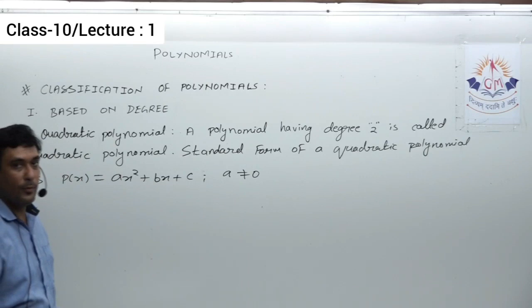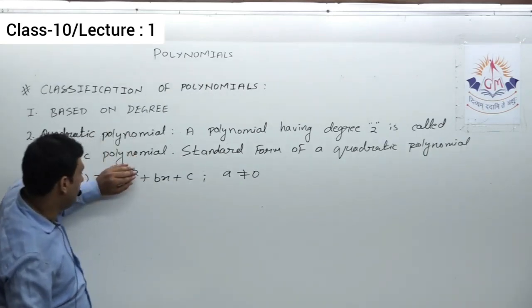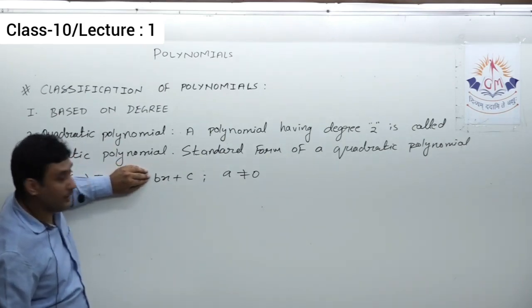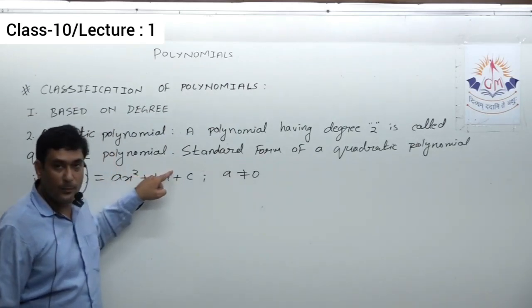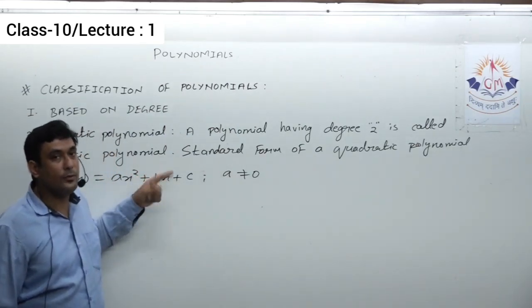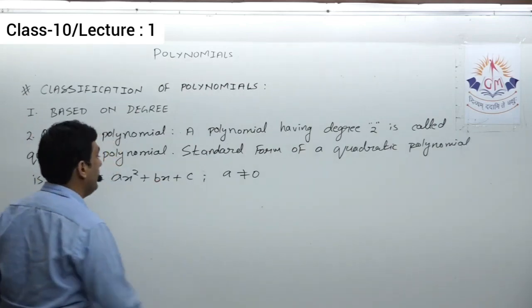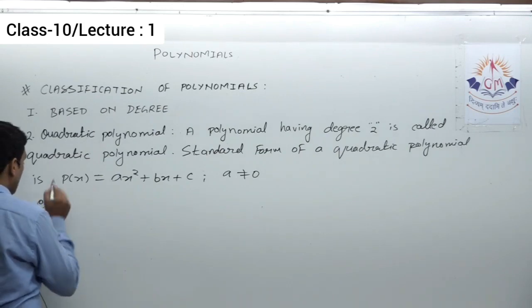Okay, a should not be equal to 0. See, again if I make a 0, this term won't be there. That means it will start from bx + c, and in that case the maximum power of the variable will be 1. So in that case it will become a linear polynomial instead of a quadratic polynomial. That's why a should not be equal to 0.